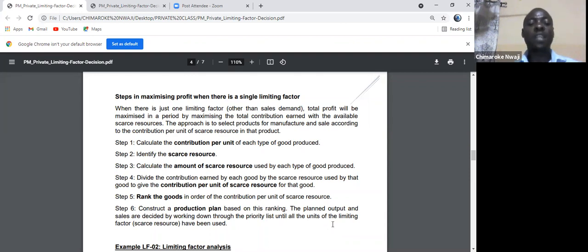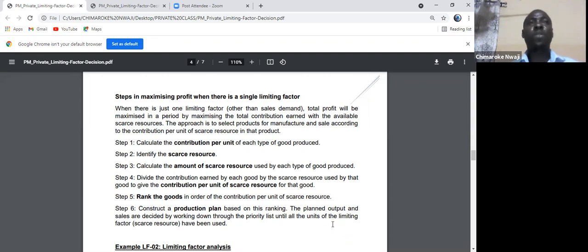The essence of the ranking is achieved in step 6. Construct a production plan based on the ranking. So what it means here is your production plan will be like this. You will satisfy the product ranked first until it is fully exhausted before you move to the product ranked second, and you satisfy it to its fill before it goes to the product rank 3.